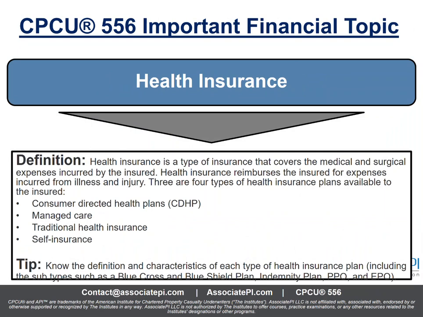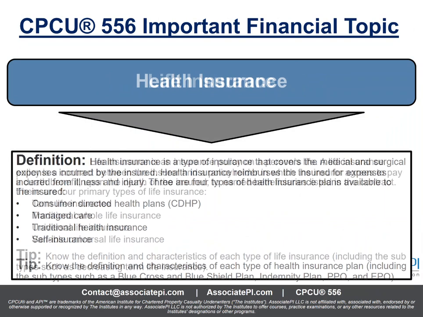And out of these, there's different types of each type. So there's different types of managed care plans, different types of traditional health insurance. So you have to know the definitions of each, such as like the Blue Cross and Blue Shield plan, indemnity plan, PPO, and EPO plan. So you got to know all those for each of these specific types of health insurance.